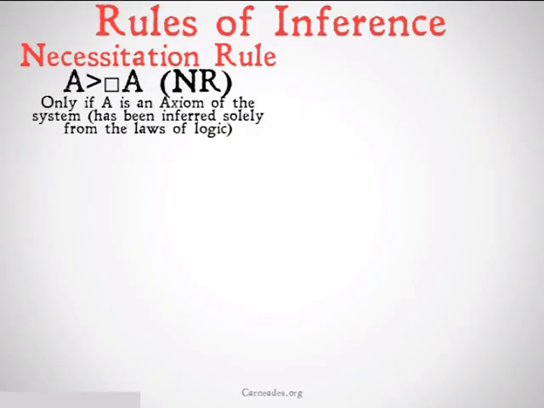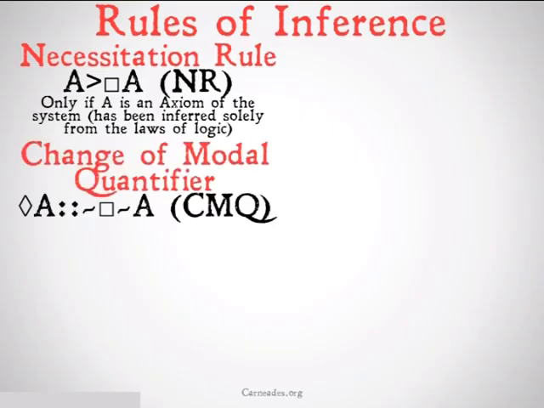It's the kind of thing that only works for things that are already axioms or already rules of whatever system you're using. We have the change of modal quantifier. We're going to do CMQ to represent that. This is going to be extremely similar to normal change of quantifier, but it's going to be with our modal operators, of course. This is just one way to represent it. Of course, there are the other 3 ways to represent it as well.